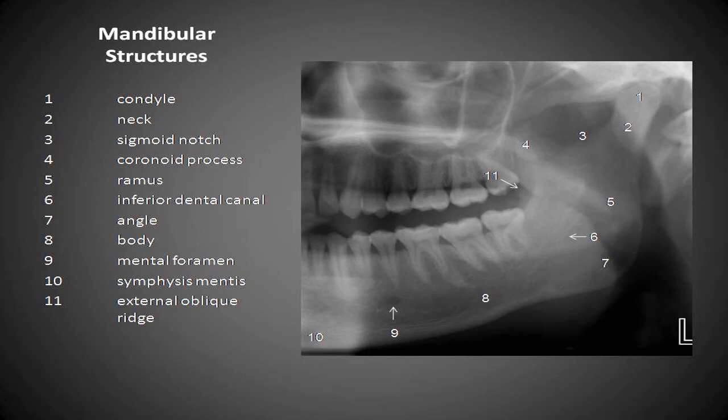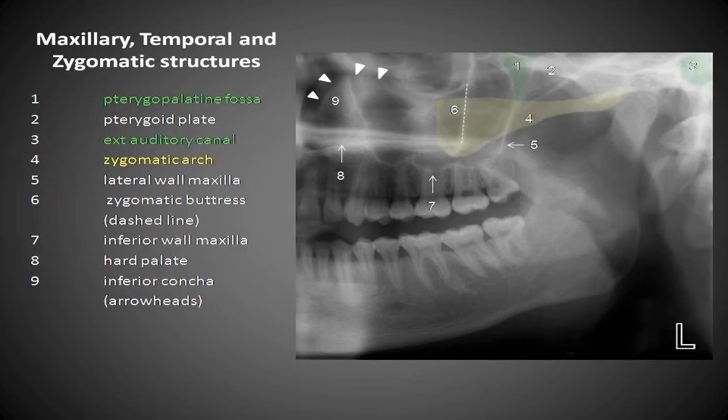The amount of information that is given out by the orthopantomograph when it comes to maxillary dentition and the mandible as a whole is almost unparalleled. They offer that much information already. And when we go to the maxillary, temporal, and zygomatic structures, first we have the pterygopalatine fossa, second we have the pterygoid plate and external auditory canal, and then we have the zygomatic arch.